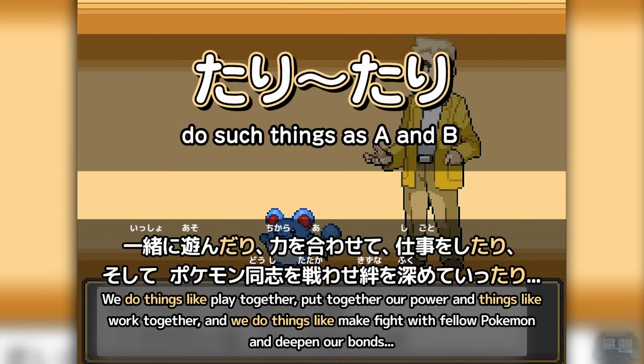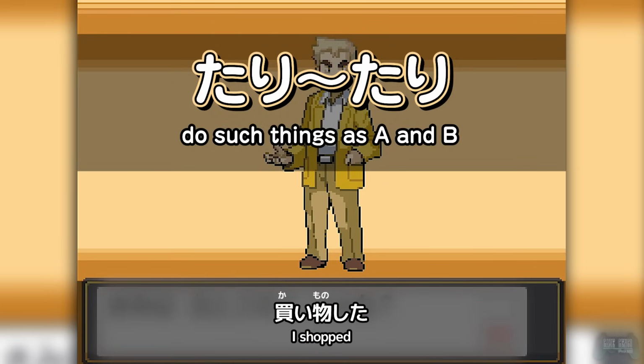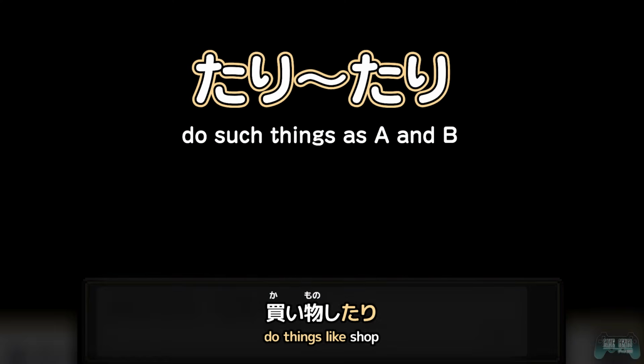So tari is a useful way of giving a list of various things. It's best thought of as meaning things like. It can be used with verbs, nouns, and adjectives. For verbs, simply put them in the past form and then add ri. So, kaimono shita, I shopped, into kaimono shitari. I did things like shopping.